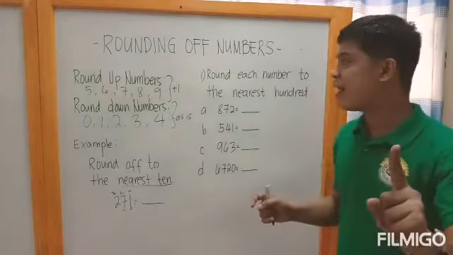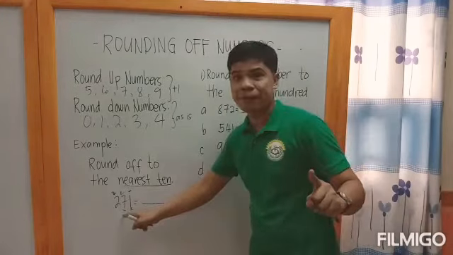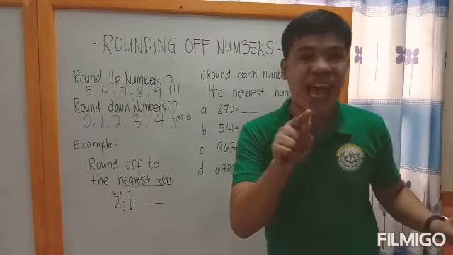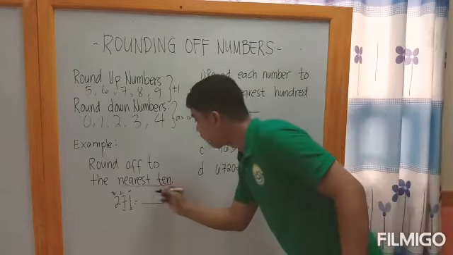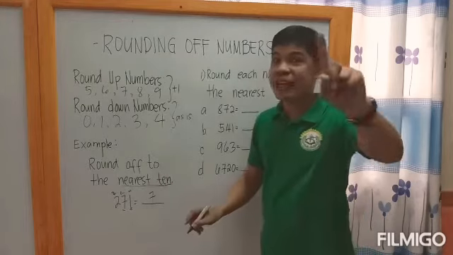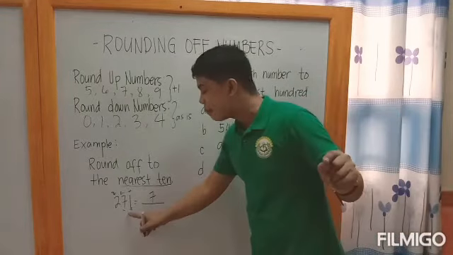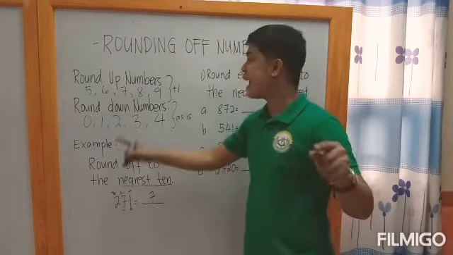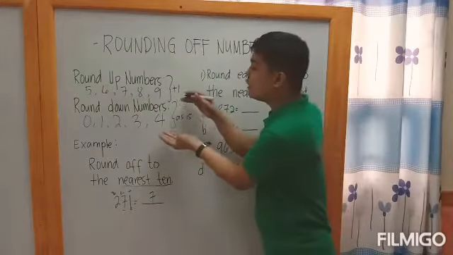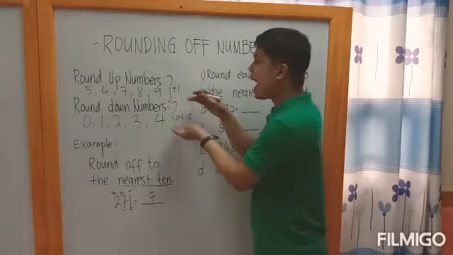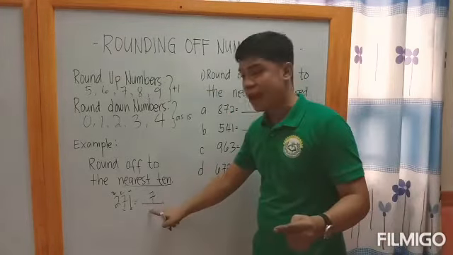So if that is a round down number, guys, you will not add 1 point to the 7. Meaning to say, as is, the 7 will not be added by 1 point. It remains 7. So you will copy 7 there. So again, you will not add 1. What's the reason there? It's simply because the nearest number, which is 1, is a round down number. And if that is a round down number, the rule there is it will not be added by 1. It is as is. It remains. So 7, you have there now.